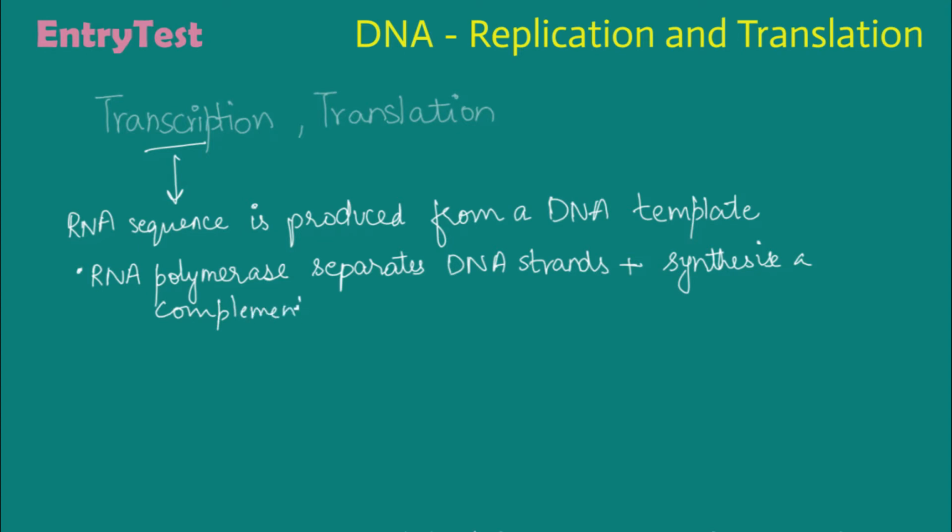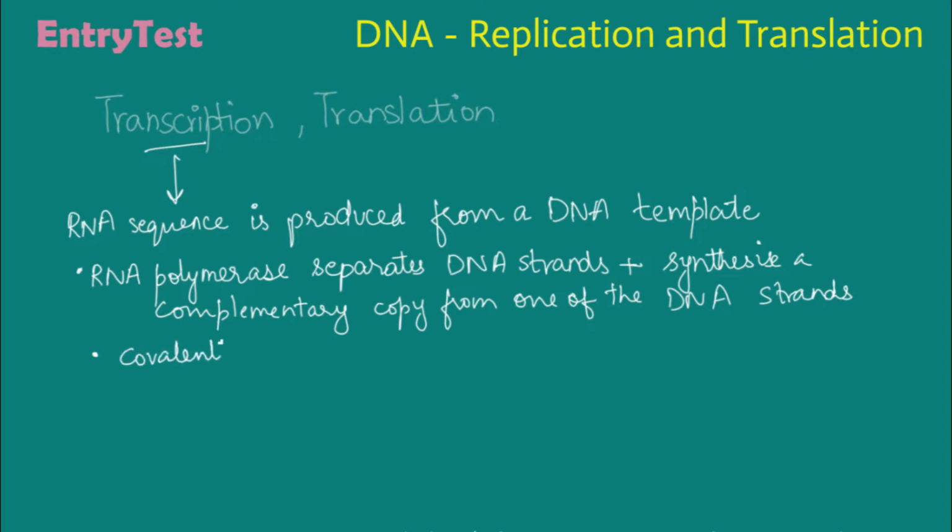DNA is double-stranded, so two strands work together to form a helix. RNA is usually single-stranded. DNA is always double-stranded, so DNA will always form a double helix. And how does this happen? This happens by covalent bonding. RNA does not form a double helix.